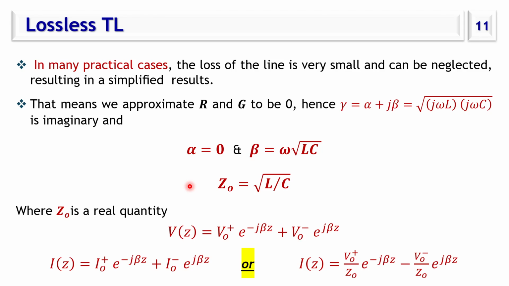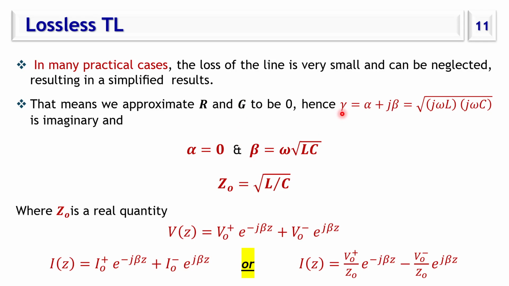Okay, lossless transmission line. In many practical cases, the losses in the transmission line are very small and can be neglected. Neglecting losses means we can say alpha equals 0, and gamma in this case will equal j beta, which is the phase constant. This is a very acceptable approximation: no losses means the conductor is perfect, so R equals 0. The dielectric is perfect, so there is no conductance, so G also equals 0.